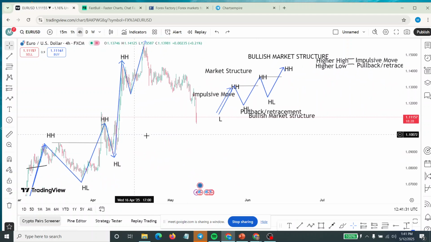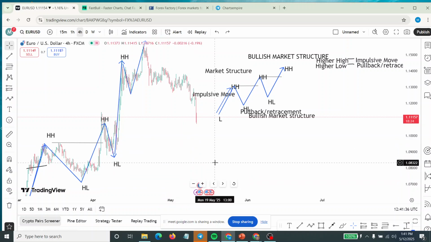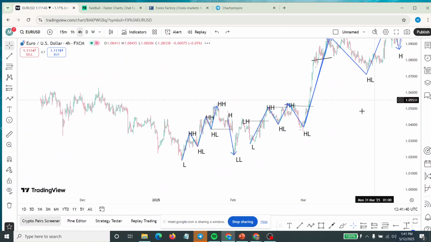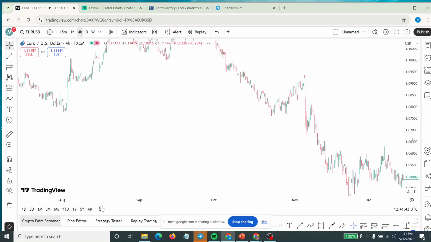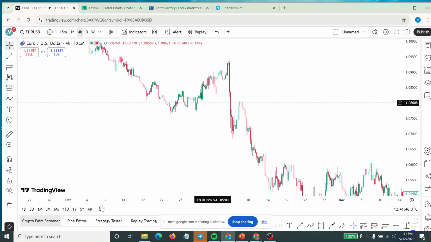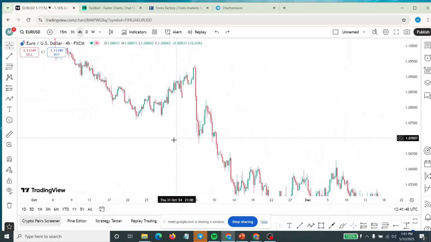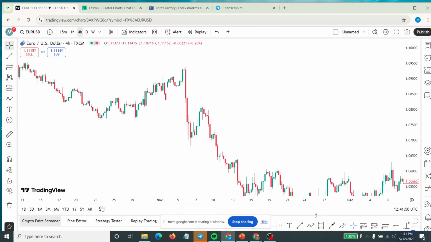In the bearish scenario, what do we want to be seeing? Lower high, lower low, lower high, lower low. So now, this is the bullish structure. Now let's look at an example of the bearish scenario.